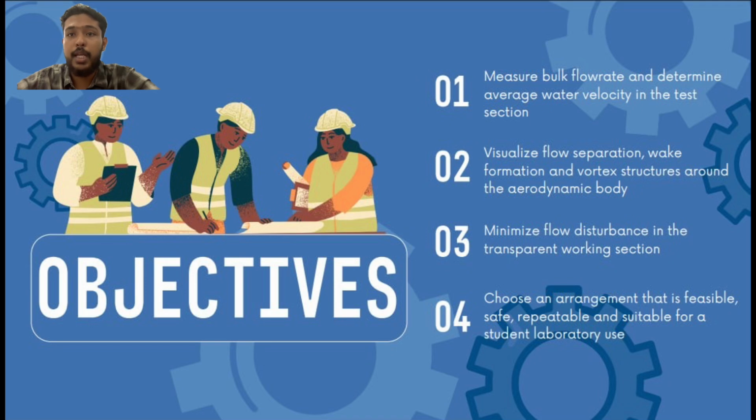We aim to visualize flow separation, wake formation, and water structure development around the aerodynamic body under test. Next, our third objective is to minimize flow disturbance inside the transparent working section. This is crucial to ensure that our visual data remains accurate and unaffected by secondary flow effects.